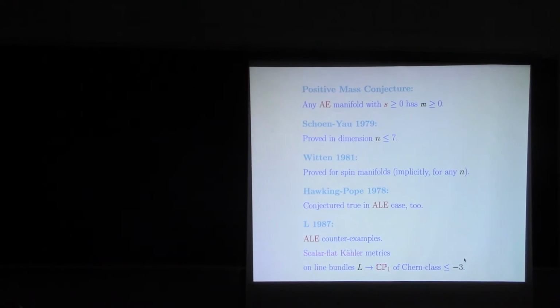Actually, when I first wrote down these metrics and submitted the paper for publication, I thought they were so interesting that obviously the paper would be accepted by this journal, and it was rejected, saying, I don't see what this is good for. And then my colleague, Mike Anderson, said, well, why don't you calculate the mass? You know about this paper by Hawking and Pope?